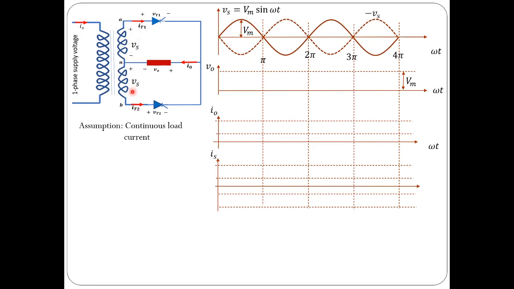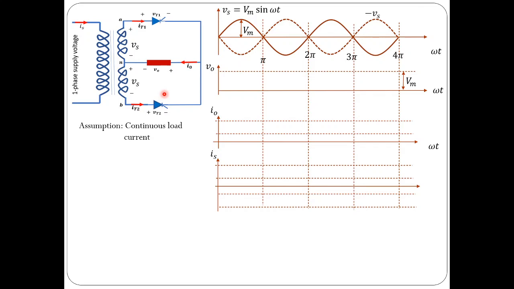At the same time, VBN is going to be positive. At omega t equal to pi, VBN is becoming positive, so the anode of thyristor 2 is connected to the positive terminal of the voltage. It is going to be naturally forward biased, while thyristor 1 is going to be reverse biased from omega t equal to pi onwards. So during positive half cycle, thyristor 1 is forward biased. During negative half cycle, thyristor 2 is forward biased.